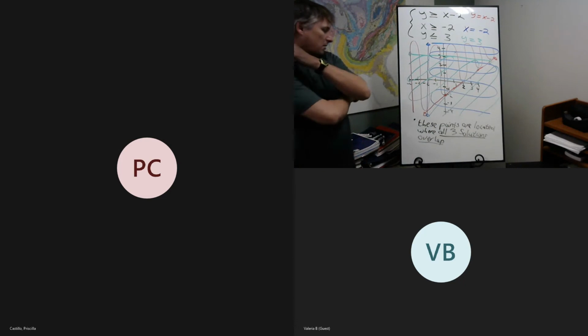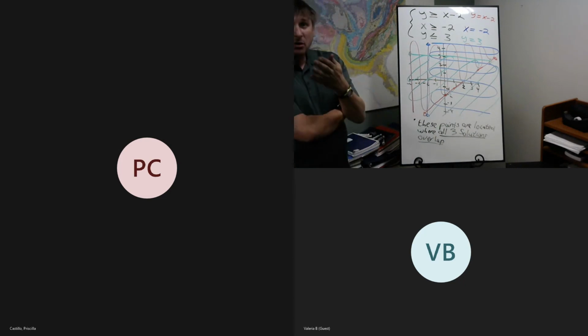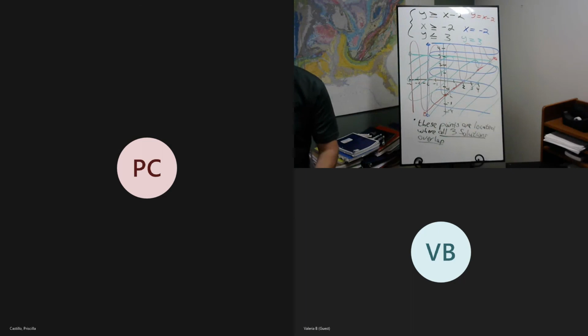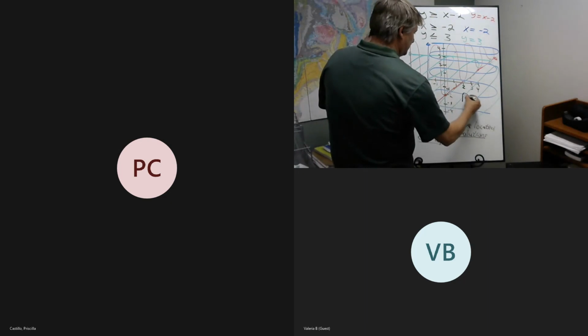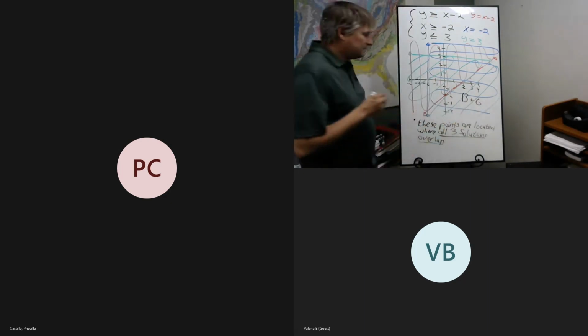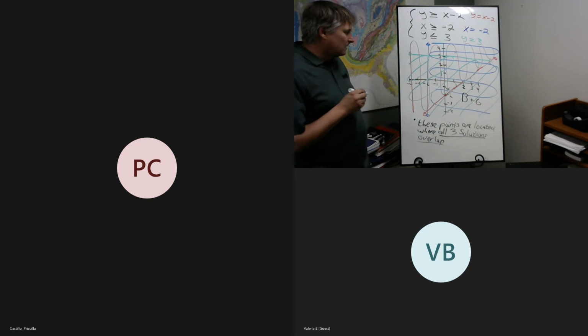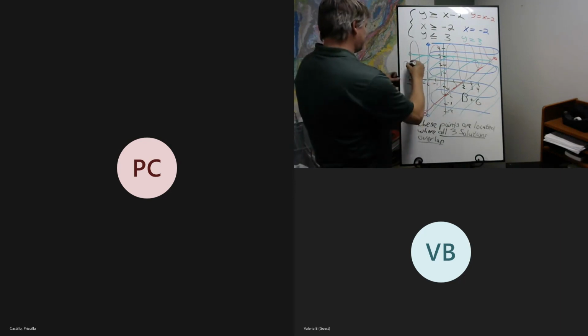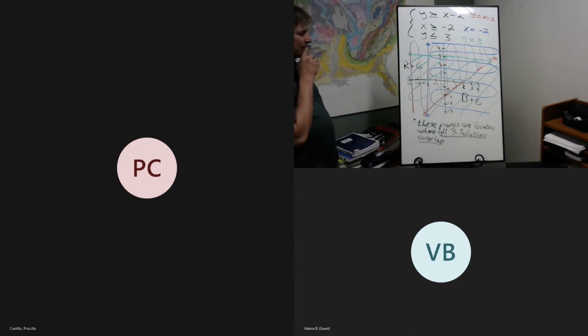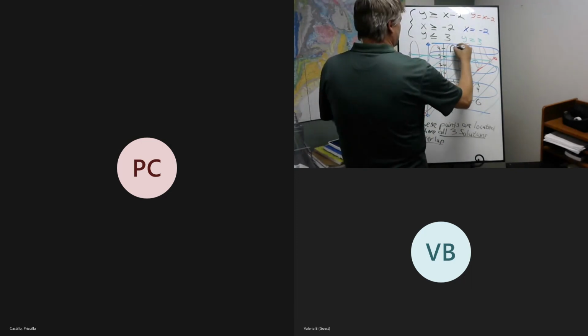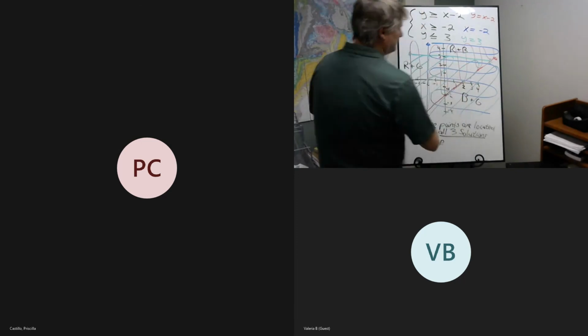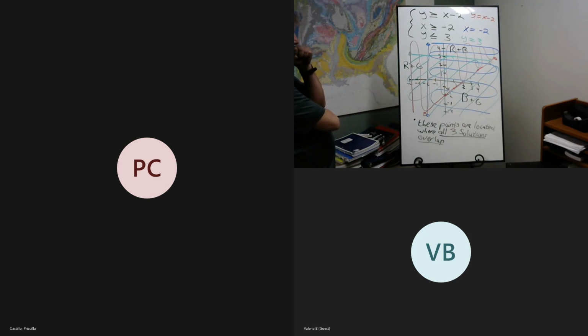We want to look for where all three of these solutions or regions overlap. So let's see. Here we have blue, we have green, but that's it. Over here, we have red and green, but that's it. Here we have red and blue, and that's it.